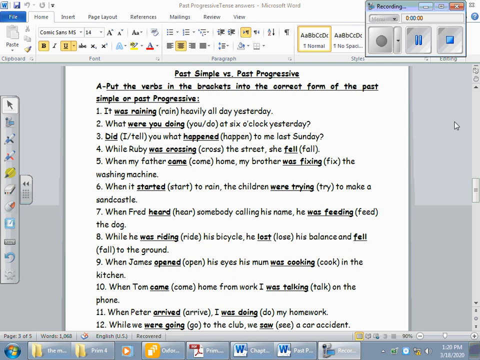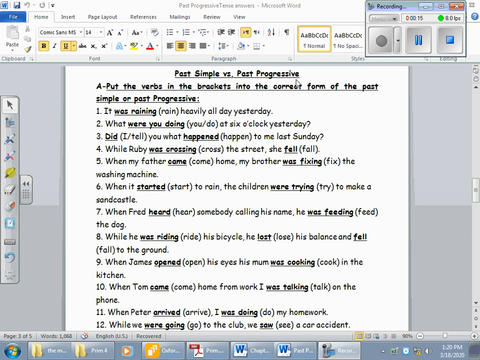Dear students, today we will have a new grammar lesson. Today's lesson is the comparison between past simple tense and past progressive tense. Let's revise the past simple tense.